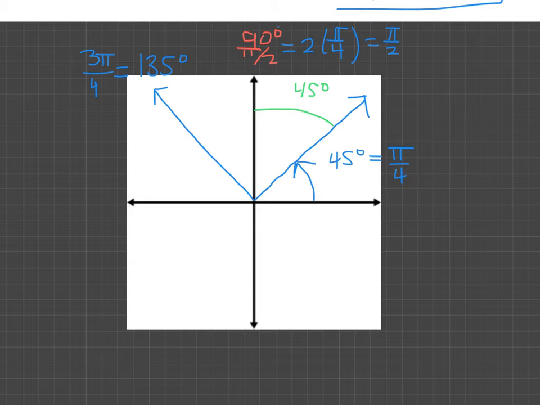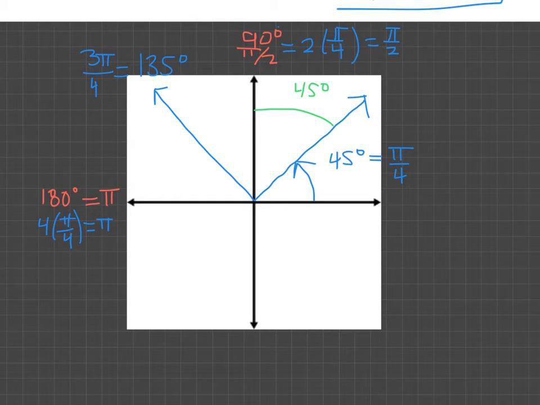So counting out another pi over 4, 1, 2, 3, that gets us to a quadrantal angle of 180 degrees, or pi. In terms of pi over 4s, we can see that it is 4 pi over 4s. So 4 times pi over 4, and of course those 4's cancel, and that gets us to that pi.